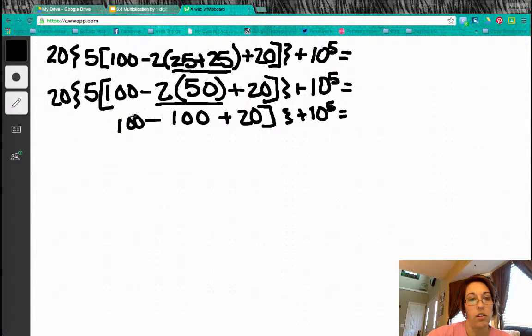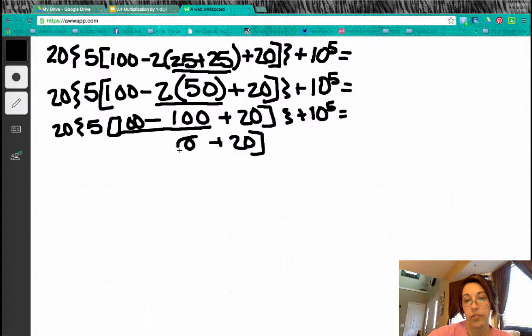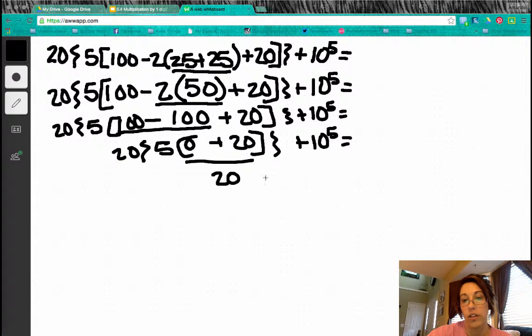Let's see. Be really careful with this copying part, because if you're going to make a mistake, this might be where it would be. So we've got our multiplication and division done inside of our brackets. So addition and subtraction. Subtraction happens to come first, so we start with that. 100 minus 100 is 0, plus 20. Copy the rest of this down. Okay, so 0 plus 20 is 20.